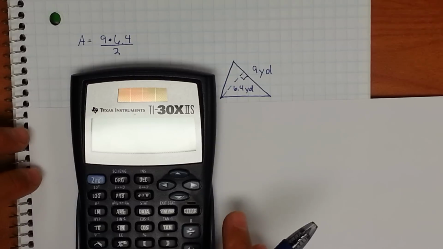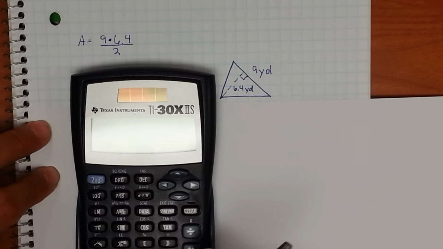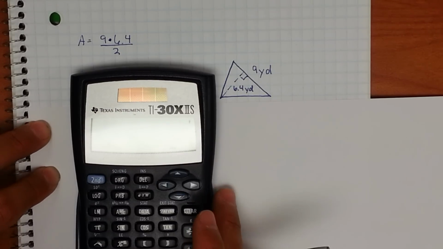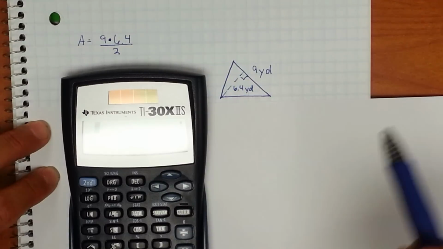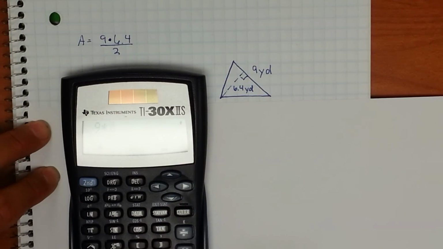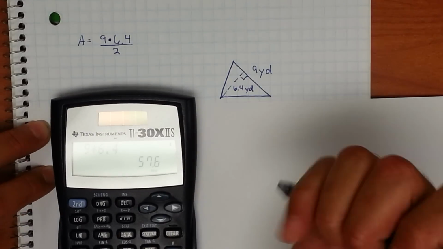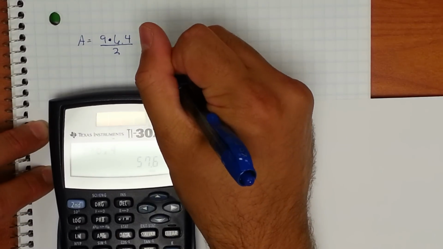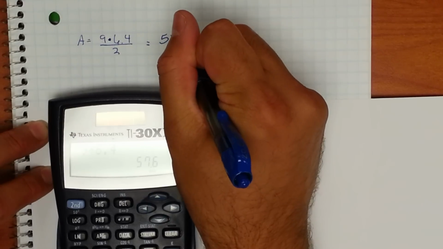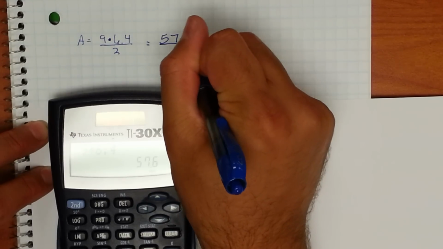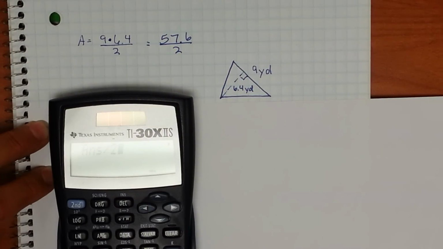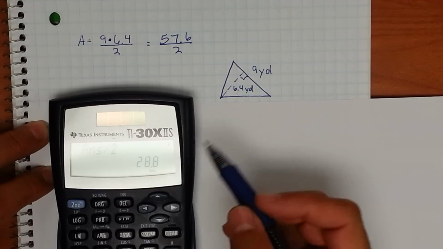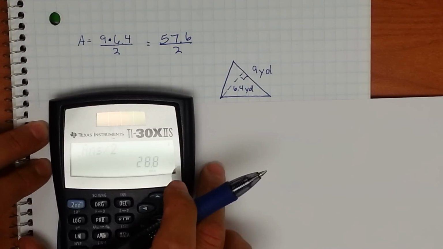Alright, on this problem right here, I'm going to turn on my handy dandy calculator. I'm going to do my order of operations, so I'm going to do the top here. So it's going to be 9 times 6.4, which is going to give me 57.6, and I still need to do divided by 2. So I can just go divided by 2, and my answer is going to be 28.8.